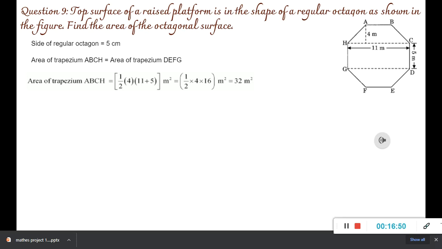The other trapezium is also 32 meters square. Now what is the area of the rectangle? Length into breadth. Here the length is 11 meters and the breadth is 5 meters. So 11 into 5 is 55 meters square.